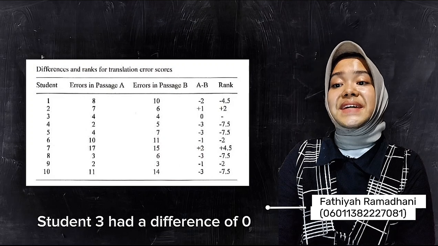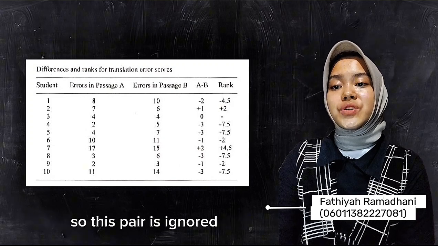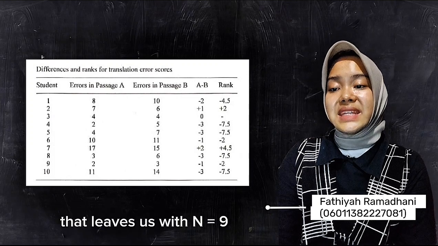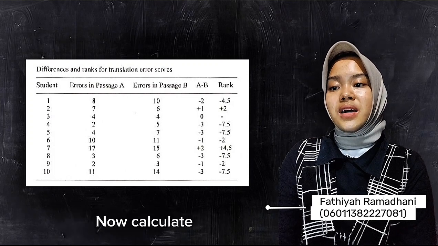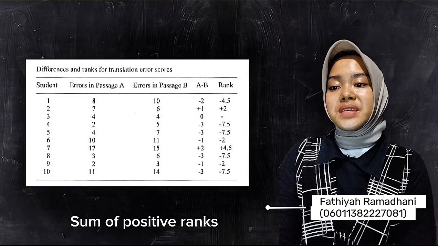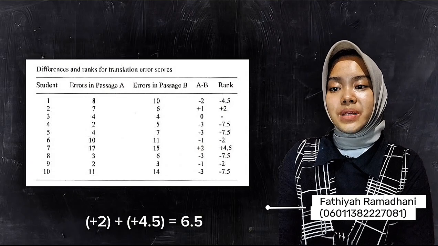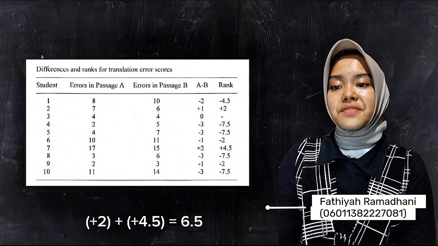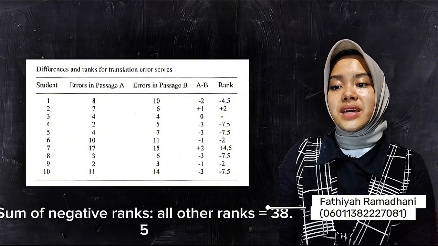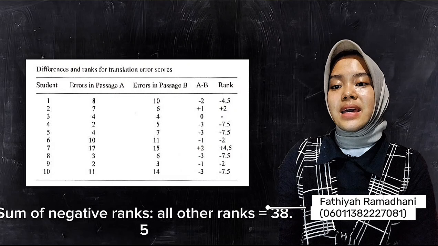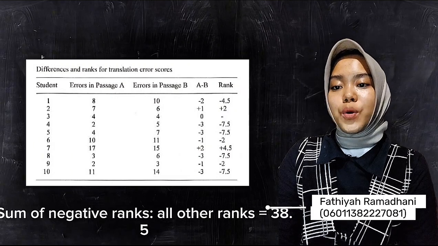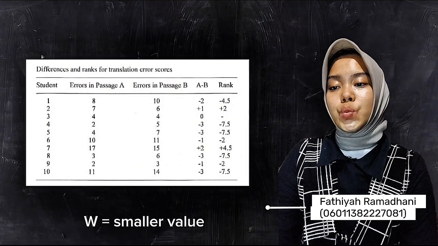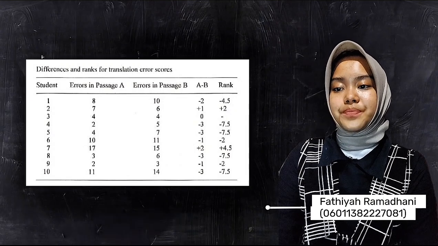Student 3 had a difference of 0, so this pair is ignored. That leaves us with n equals 9. Now calculate the sum of positive ranks: positive 2 plus positive 4.5 equals 6.5. The sum of negative ranks, all other ranks, equals 38.5. W equals the smaller value, which is 6.5.